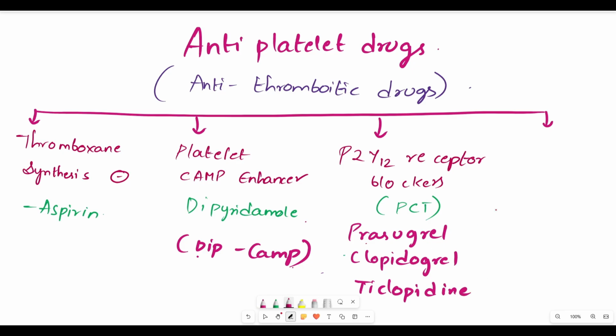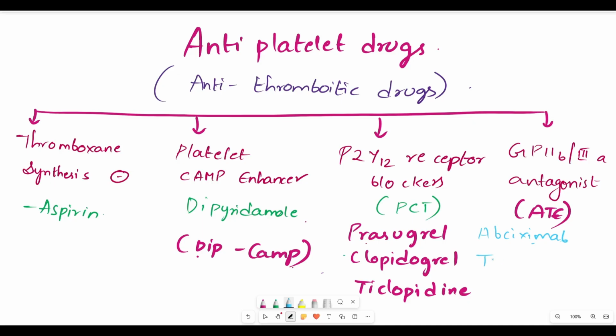Now coming to the last class, that is GP2B3A antagonist. In this class, there are again three drugs. Here just remember the code as ATE. Now you can write the drugs as A means abciximab, T means tirofiban, E means eptifibatide.